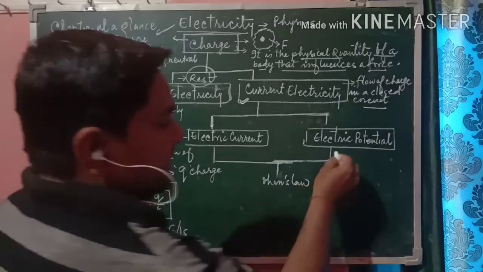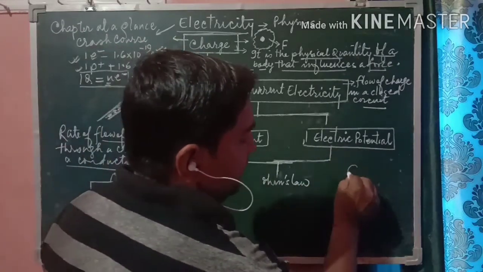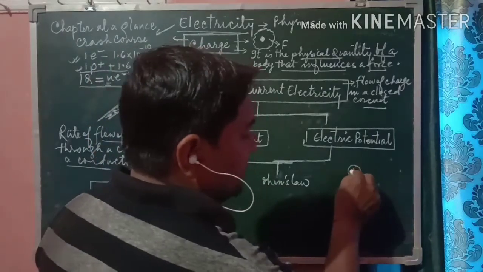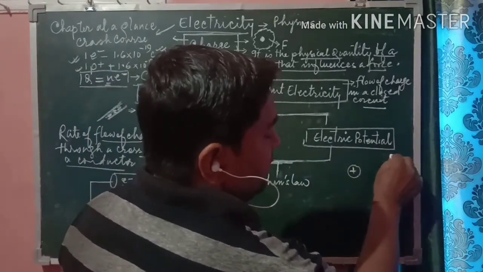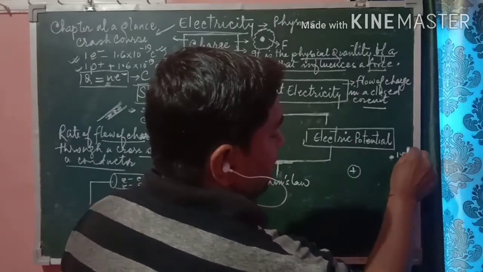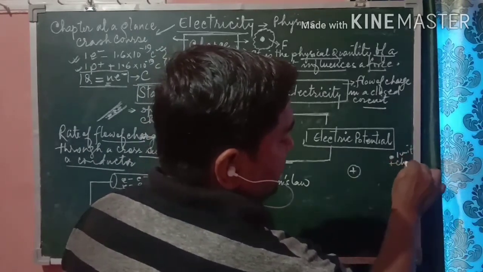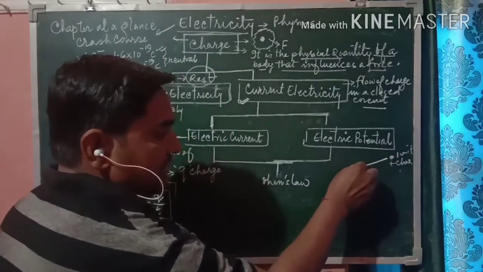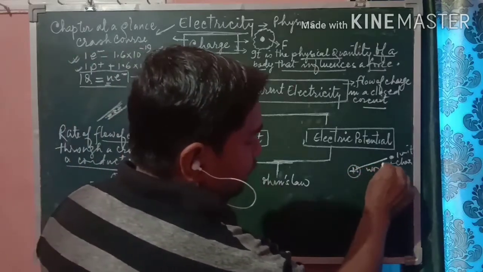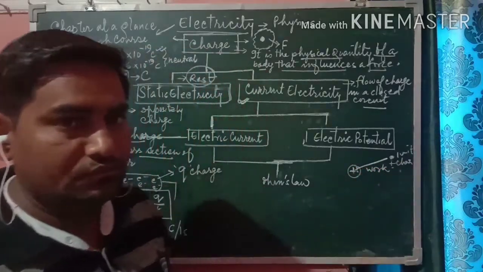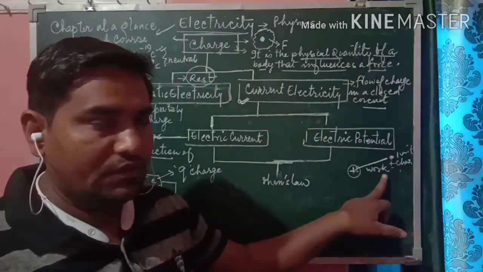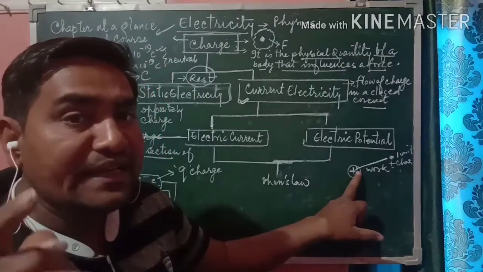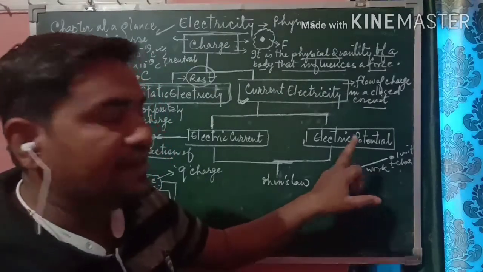And second, that is electric potential. Suppose this is a positively charged electric field, and here is 1 unit positive charge. To bring that charge to that point, definitely you have to do some work, and that amount of work in moving 1 unit positive charge from infinity to that point in an electric field is known as the electric potential.